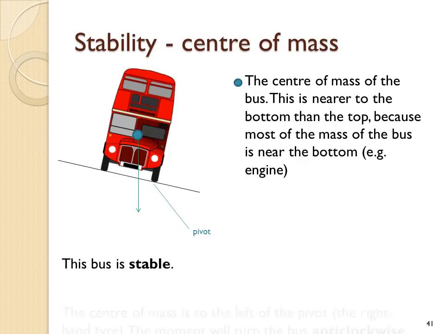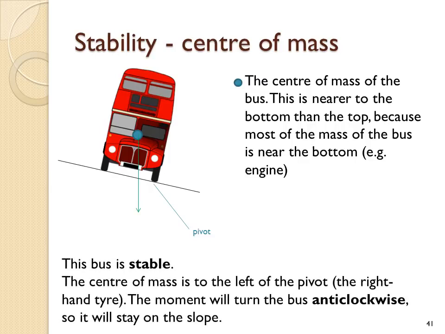This bus is stable. It's stable because the centre of mass is to the left of the pivot point, and so that causes a moment on the bus, causing it to rotate anti-clockwise, and therefore turning it back up the slope.